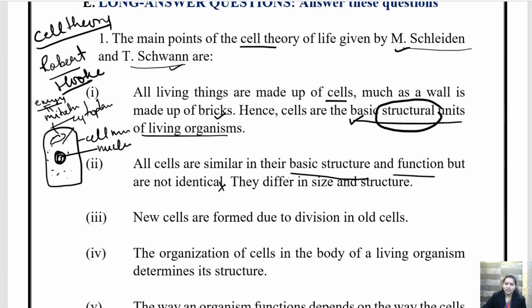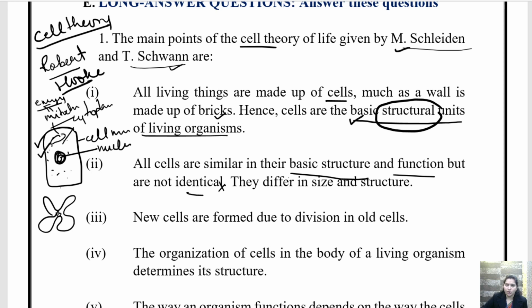Okay, that is why they are called the basic structure and function unit of life. But these cells are not identical. ये आइडेंटिकल नहीं होते हैं क्योंकि हमने अमीबा का शेप देखा है. अमीबा का शेप कुछ ऐसा होता है, and it is unicellular. तो यही इसका शेप है, यही सेल का शेप है. Getting it? It is not necessary that all the cell shapes will be like this only.